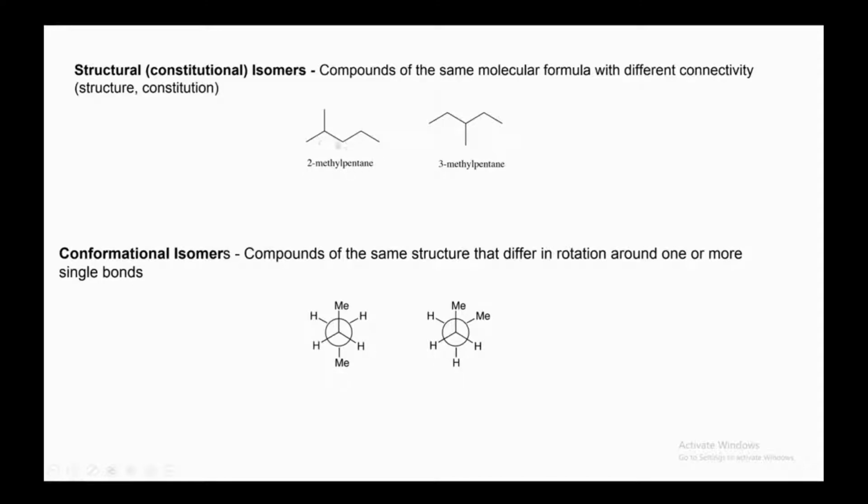See, for example, the connectivity of these compounds, 2-methylpentane and 3-methylpentane. They all contain the same number of hydrogens and the same number of carbons, but they are called structural or constitutional isomers because they differ in the connectivity of atoms. Look at this first one. In this one, methyl is at the 2 position, and in this one, methyl is at the 3 position. The rest of the structure is the same.